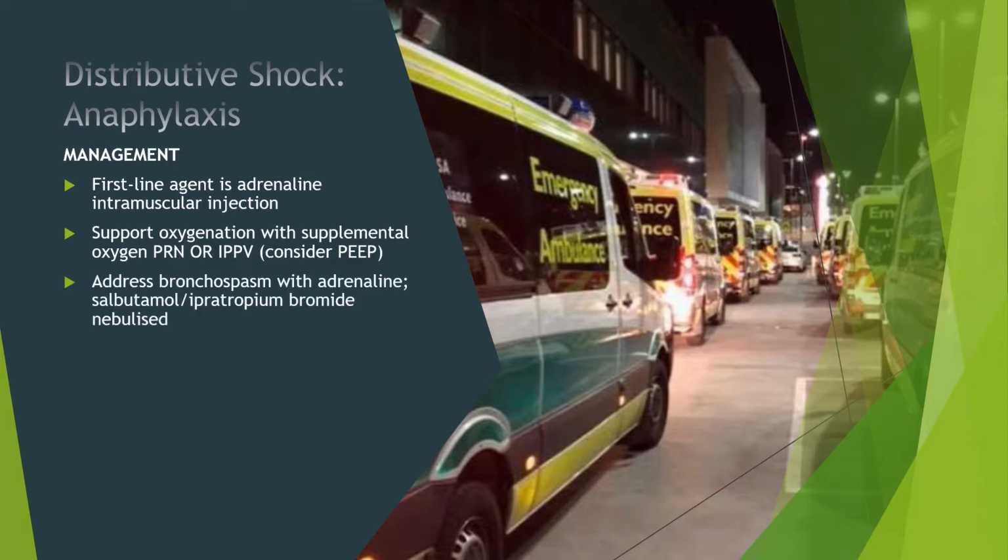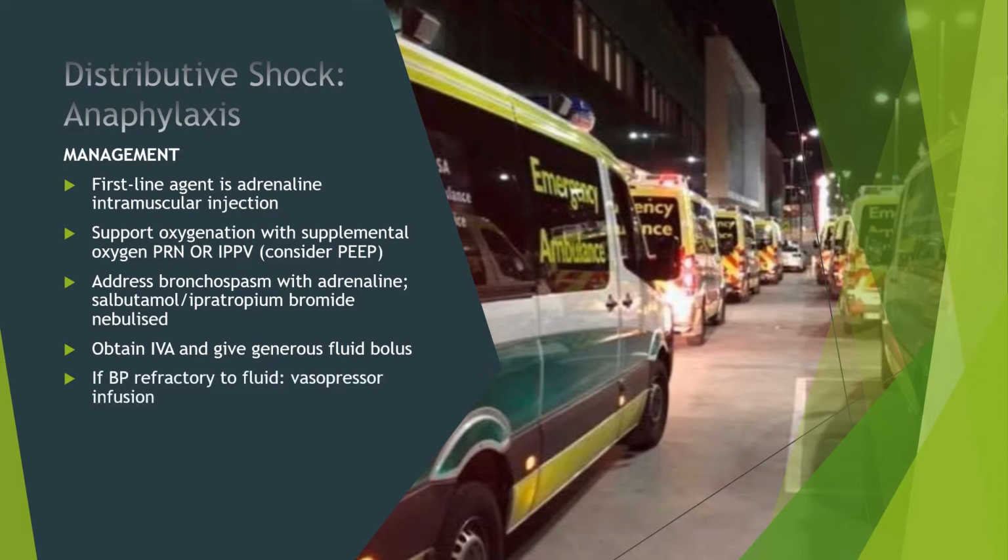We can address the bronchospasm with adrenaline, it does a good job at that, but we can also be more specific and administer salbutamol and ipratropium bromide nebs. They work really well together because one activates cyclic AMP and the other blocks cyclic GMP, and that causes bronchodilation, which also helps in the reduction of mucus secretion. We want to obtain IV access and give generous fluids again at 10 to 30 milliliters per kilogram. But if the blood pressure is refractory to fluid, again, we want to go down the vasopressor infusion pathway.